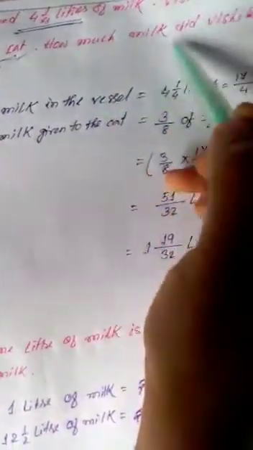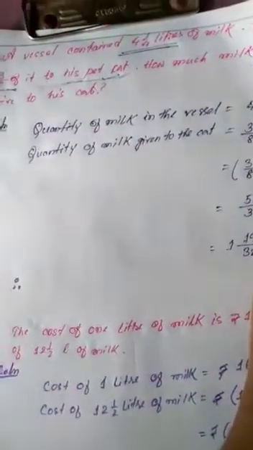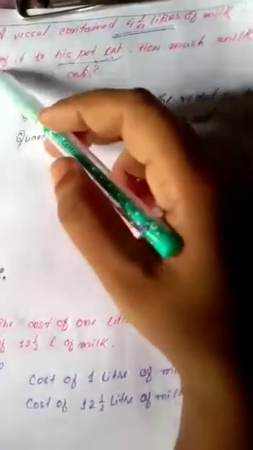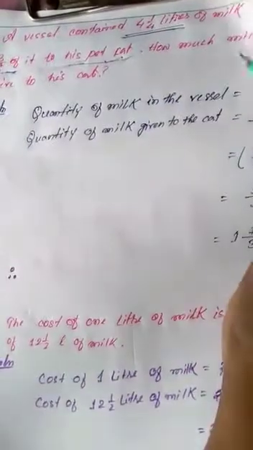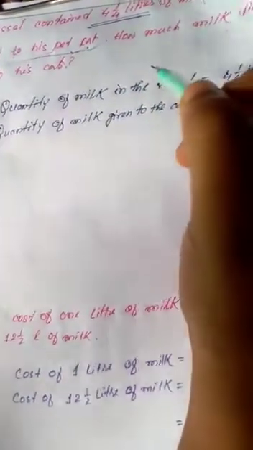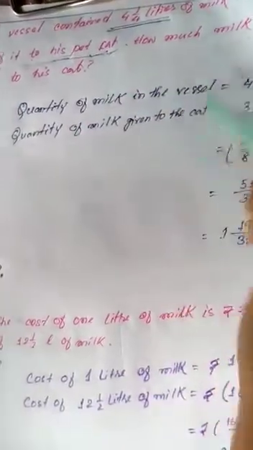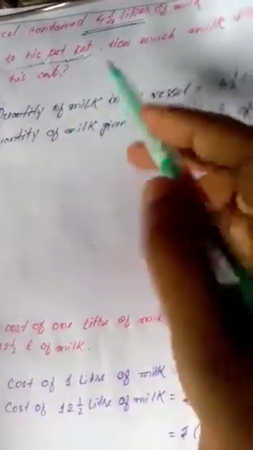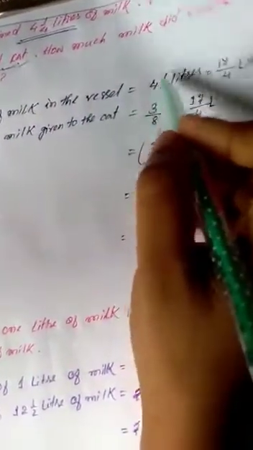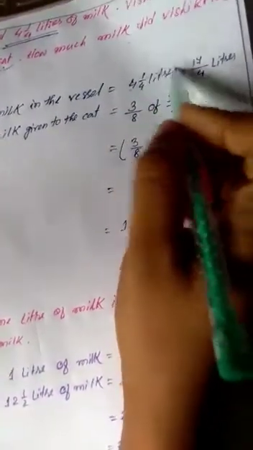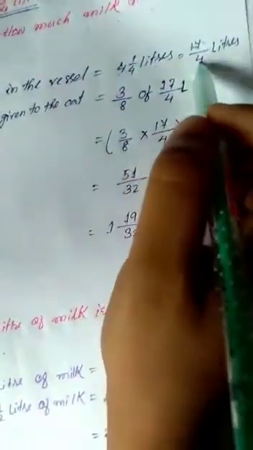Now, how much milk did Rishikesh give to his cat? So we have to find out how much milk in liters, as 3 by 8 of the total is given. Now we'll try to form the statement. You can form the statement in your own way also. Now let's do it. Quantity of milk in the vessel is 4 and 1 by 4 liters. After converting, we get 4 into 4 is 16 plus 1, 17 by 4 liters.